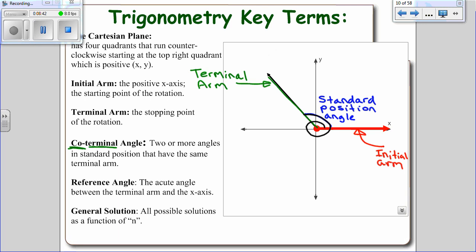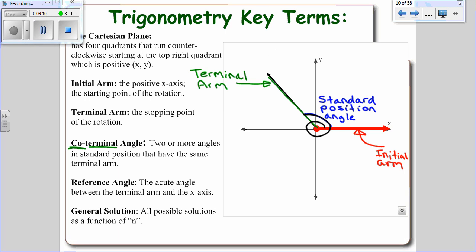Yes? So if the terminal arm was on the positive x-axis, they would have to define it somehow, but it'd be 0 or 360, and those would be coterminal angles. Because 0 gets you right here, and 360 would get you right there. That's coterminal angles.